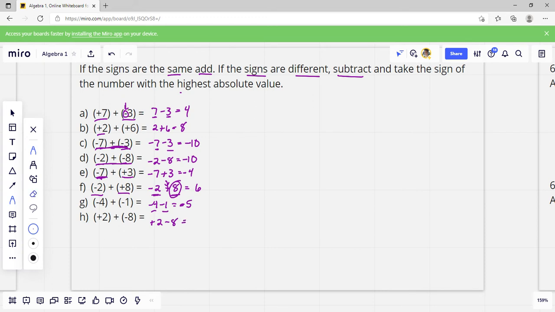This one is positive 2 minus 8. Okay, so really that's just 2 minus 8. All these extra signs just make it more confusing. So we only have $2. We want to buy something that costs $8. That means we're going to have to borrow $6.